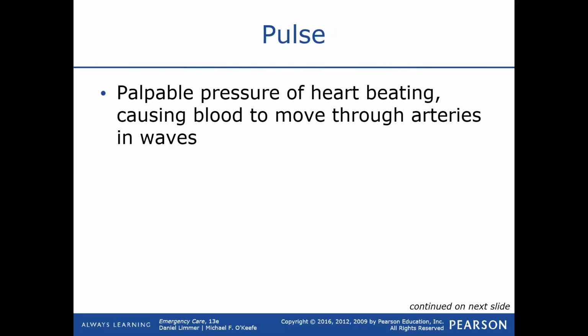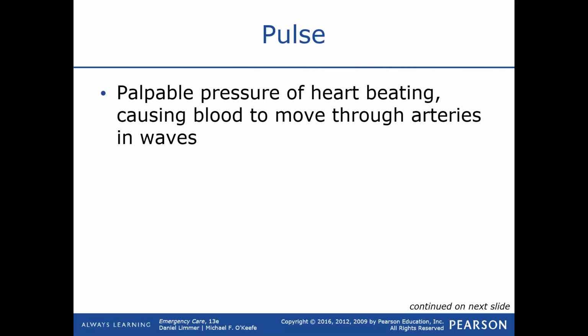Okay, what is a pulse? Palpable pressure of the heart beating, causing blood to move through the arteries in waves. Okay, as your heart beats, we are counting that, and you can do it for 10 seconds and multiply that number by 6. Or you can do it for 20 seconds and multiply it by 3.